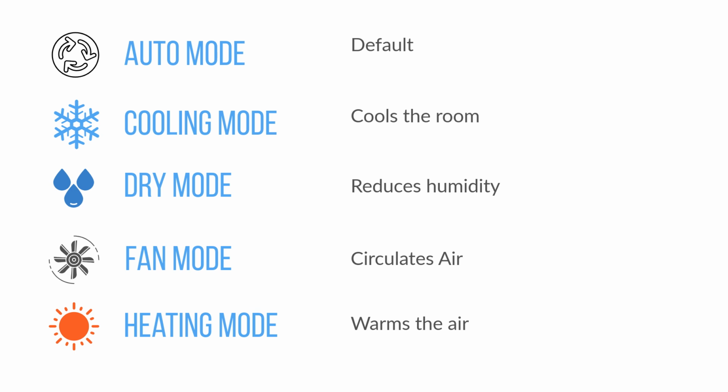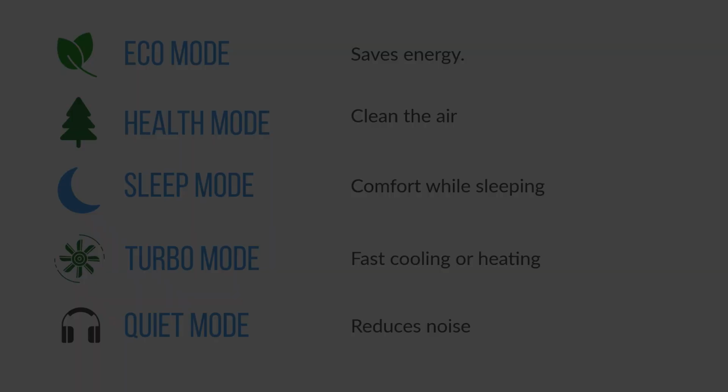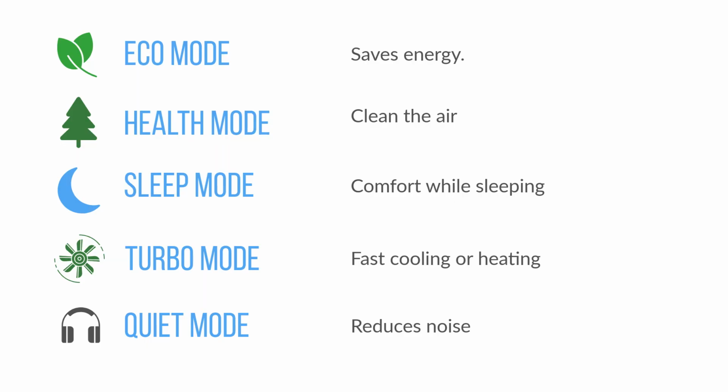Auto mode, it is the default mode and it adjusts settings automatically. Cooling mode, it cools the room. Dry mode, it reduces humidity. Fan mode, it circulates the air. Heating mode, it warms the room. Eco mode, it saves energy while reducing electricity consumption. Health mode, it cleans the air of the room. Sleep mode, it gives you comfort while sleeping. Turbo mode, it quickly cools or heats the room. Quiet mode, it reduces noise by slowing down the fan speed.